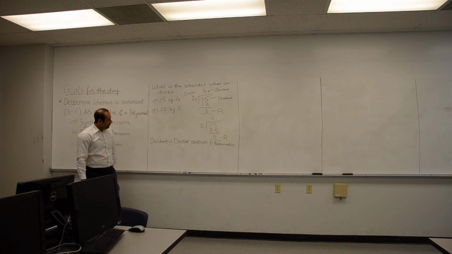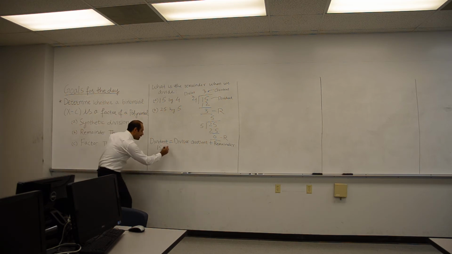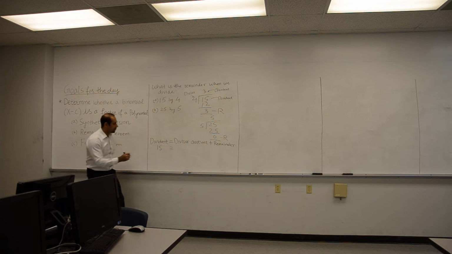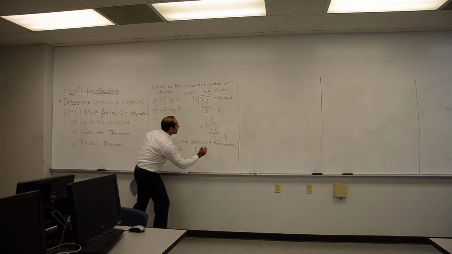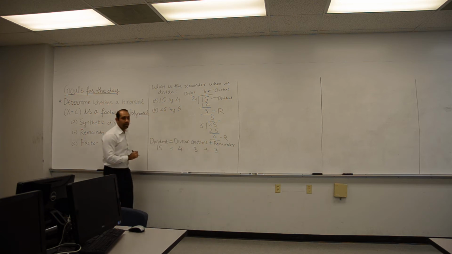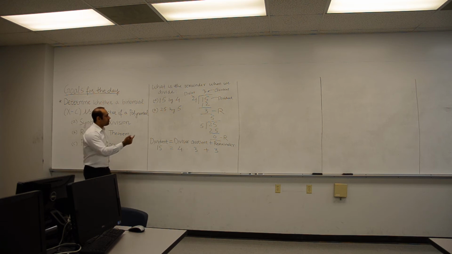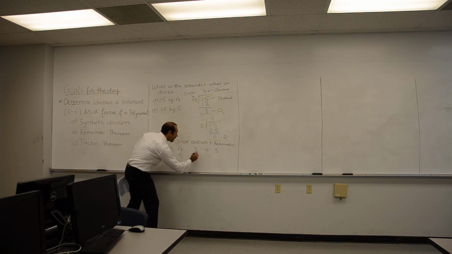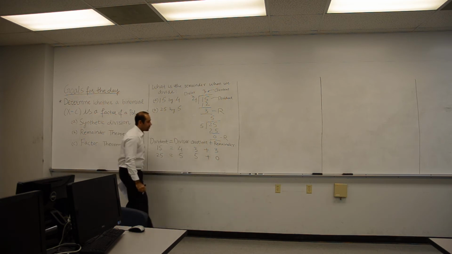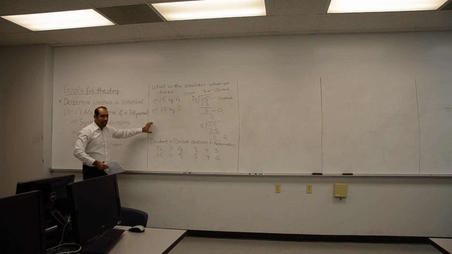So we already know that. And for these two cases, if we had to write everything out, what is the dividend for the first case? It's simply 15, and that equals the divisor, which is 4, times the quotient, which is 3, plus the remainder, which for the first case is also 3. Okay. Similarly, we can write the same thing for part B. We have dividend 25, which equals divisor 5 times the quotient, which is 5, plus the remainder, which is 0 in this case.